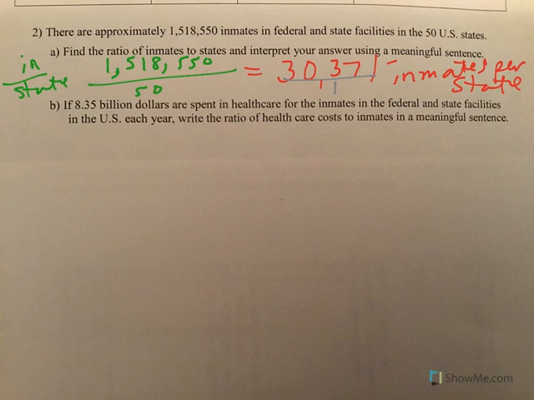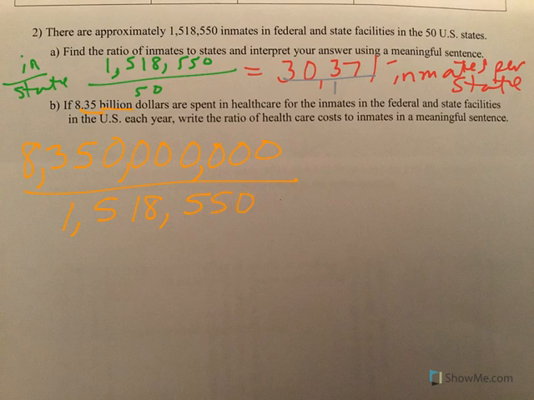Now part B, if $8.35 billion are spent in healthcare for the inmates in the federal and state facilities in the U.S. each year, write the ratio of healthcare costs to inmates in a meaningful sentence. Okay, so billion. We haven't really gotten to this yet, but billion means 9 decimal places. So the 3 and 5 represent the first 2. 1, 2, 3, 4, 5, 6, 7, 8, 9. That right there is 8.35 billion.